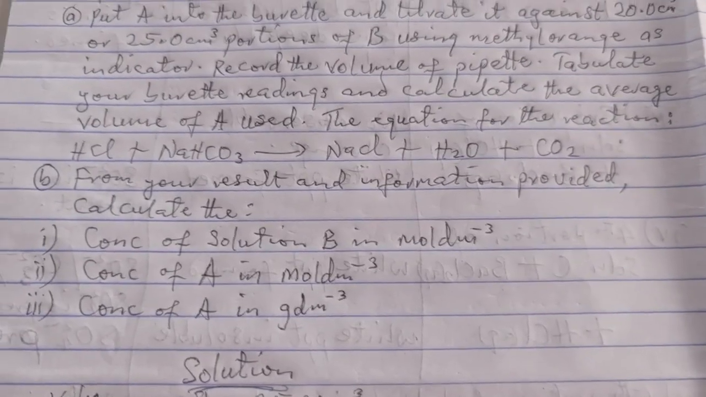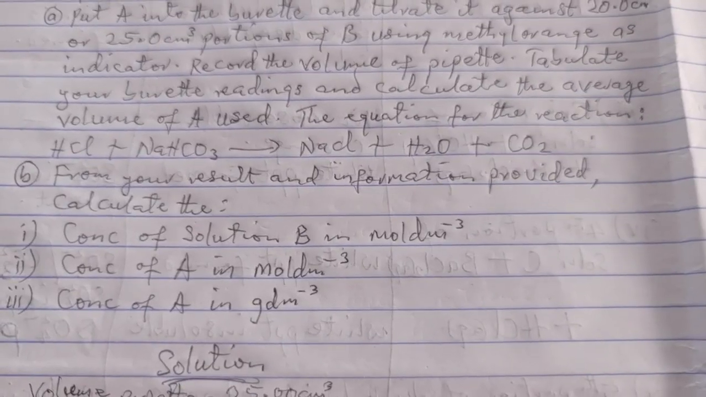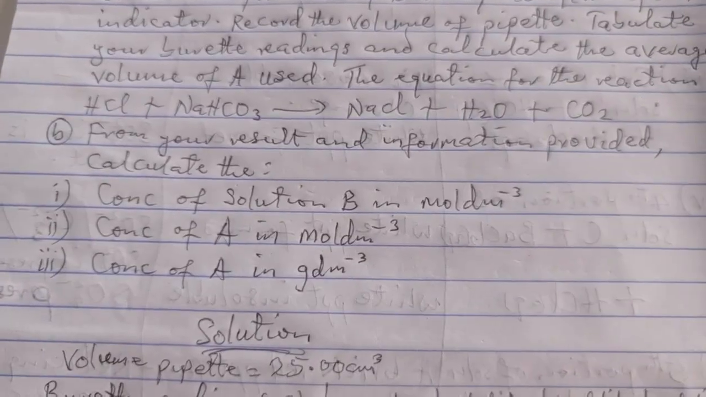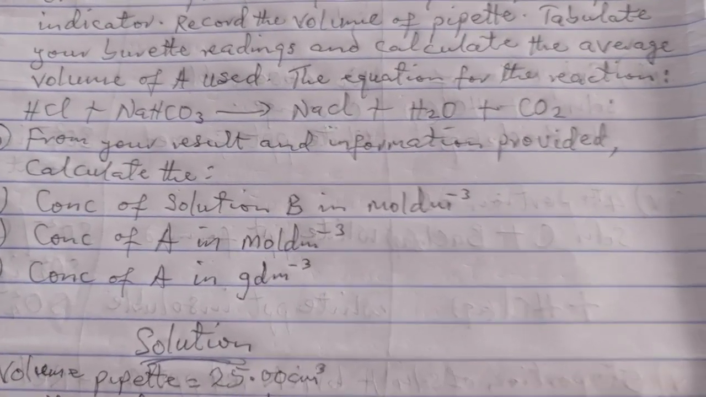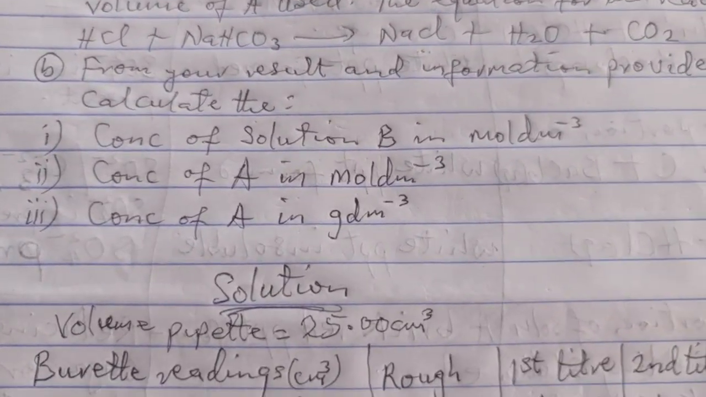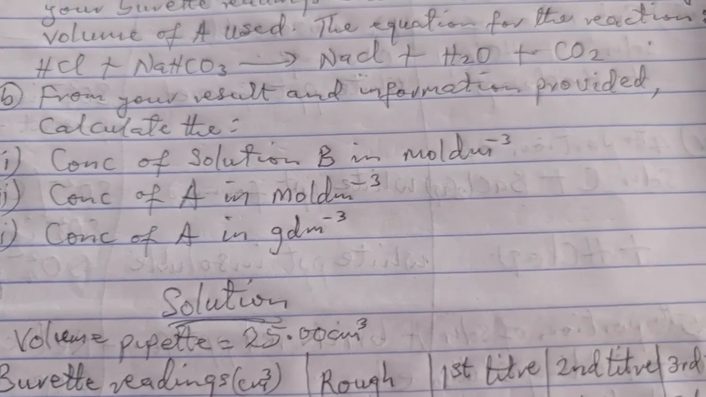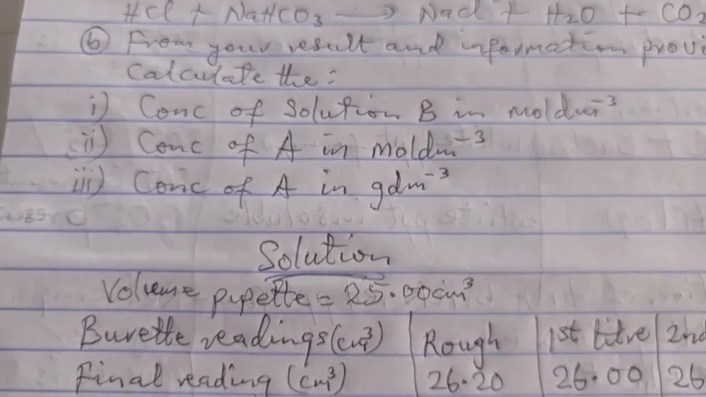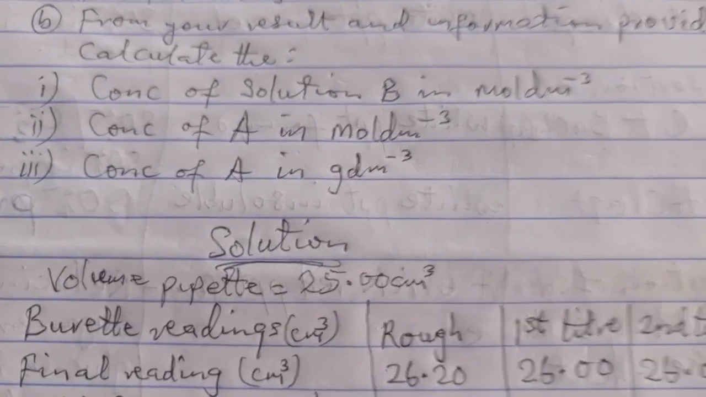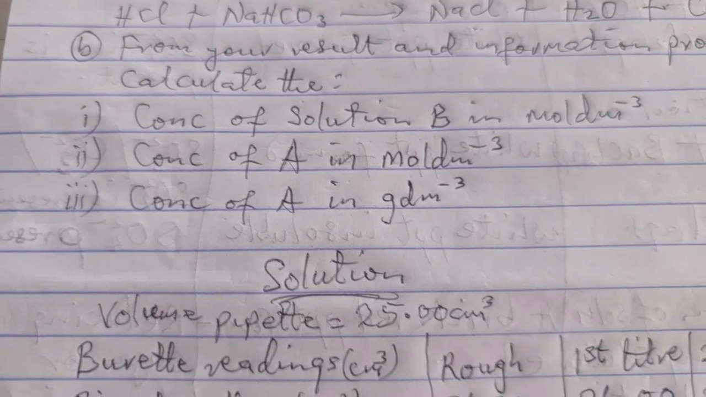The equation of the reaction is given. You check that HCl + NaHCO3 → NaCl + H2O + CO2. That's the equation for the reaction. B says, from your result and information provided, calculate: I, the concentration of solution B in mol/dm³; II, the concentration of A in mol/dm³; III, the concentration of A in g/dm³.